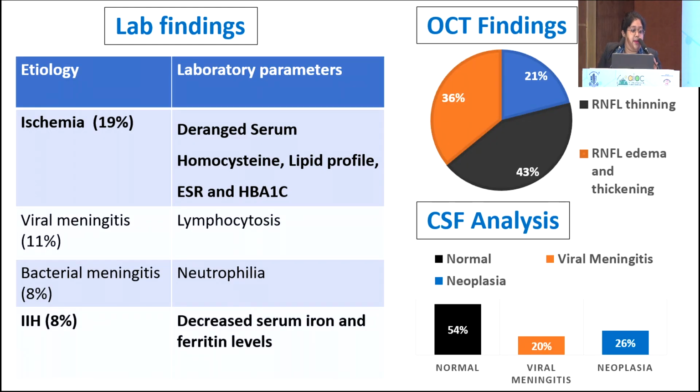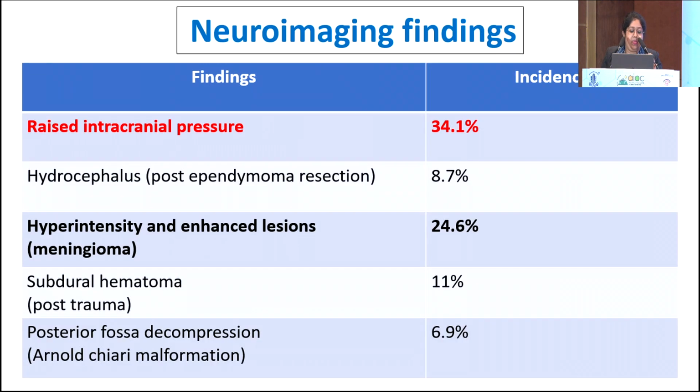On laboratory evaluation, deranged serum homocysteine, lipid profile, ESR and HbA1c were noted in ischemia, whereas in idiopathic intracranial hypertension, there was a decrease in serum iron and ferritin levels. On OCT, 43% of patients had RNFL thinning, whereas 36% of the patients had RNFL edema and thickening. On CSF analysis, 20% of the patients had viral meningitis, and 26% of the cases had CSF suggestive of malignancy.